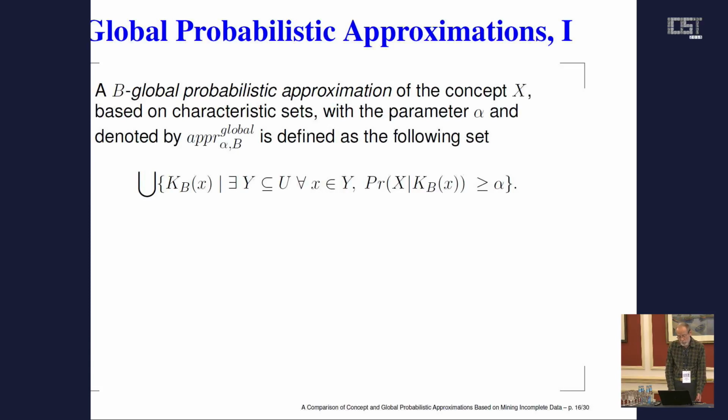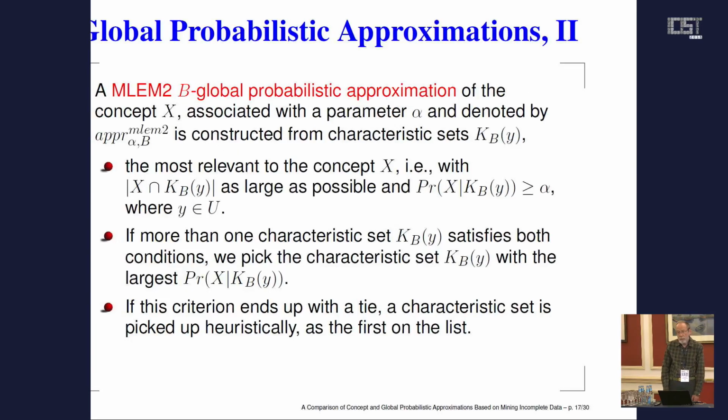So we have to correct it, and it is corrected in a heuristic way by selecting only some characteristic sets that are the most relevant to the concept. This is the first criterion. If you have a tie, then you select the characteristic set with the largest conditional probability, and if there is still a tie, you select it randomly as the first on the list.